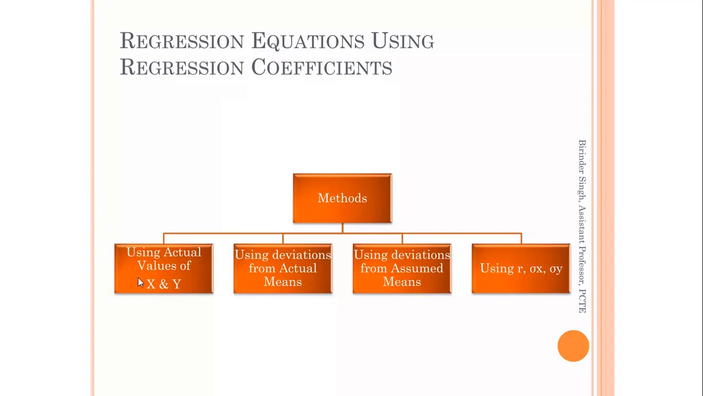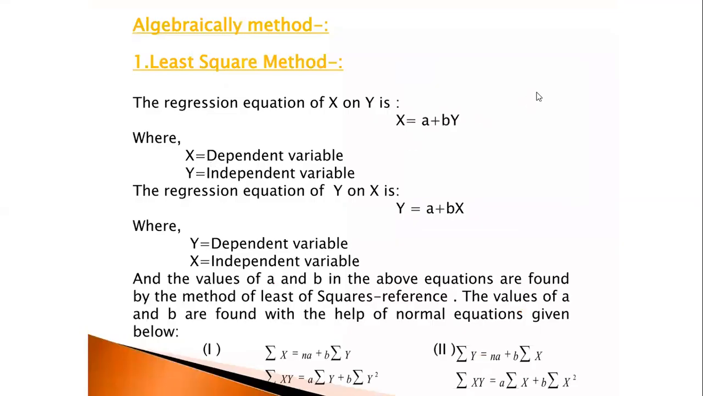So if I want to find out a regression equation by using regression coefficient, then any of the four methods I can use here. So let us solve this by algebraic method. It's called the least square method. In the least square method, we'll be finding y on x or x on y. So let us take the first one, x on y. The equation will be given as x is equal to a plus by. Here x is called the dependent variable and y is called the independent variable.